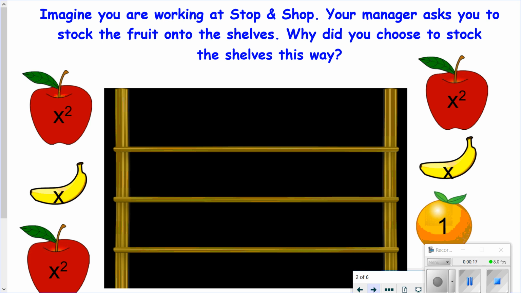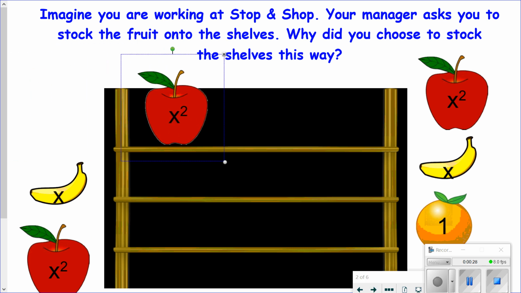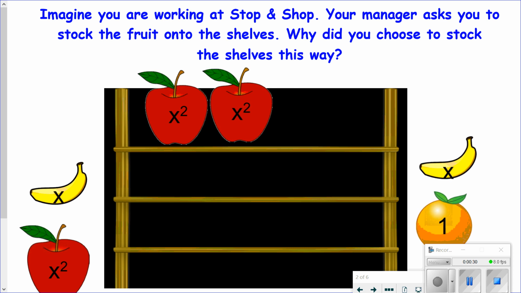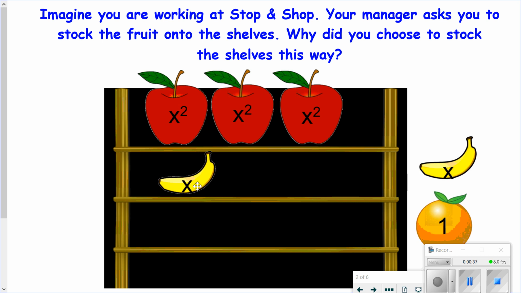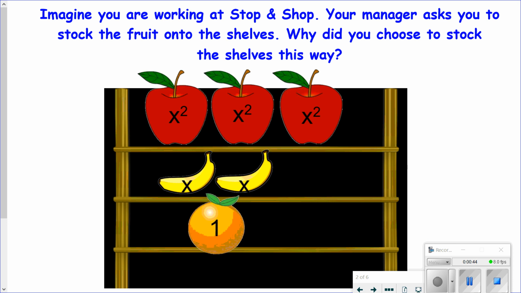So I know when I walk into a supermarket, I don't see all the fruits and vegetables all mixed. I see them separated by what they are. So what I'm going to do is take all of my apples and put them on one shelf. Then I'm going to take my bananas and put them on another shelf, and my oranges on the third shelf. So I sorted them by what type of fruit they are.